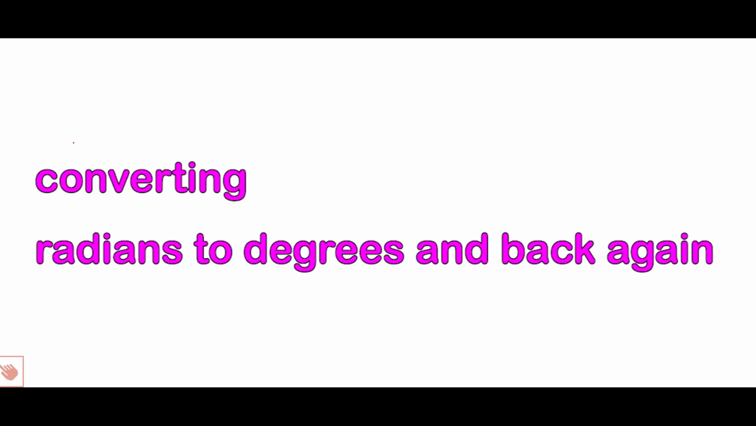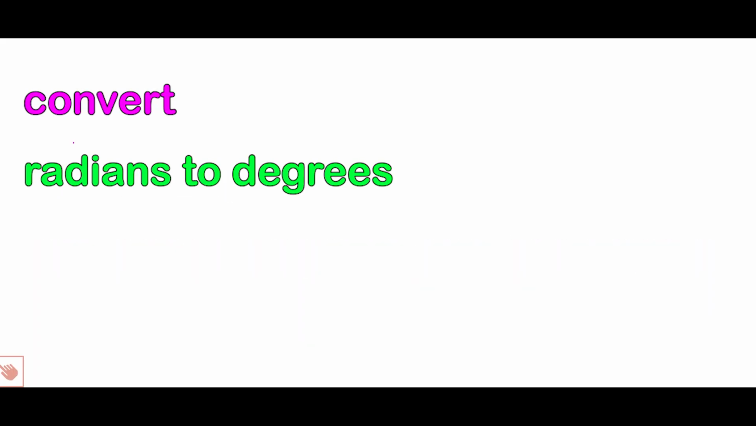In this video, we're gonna talk about converting radians to degrees and back again. How do you convert radians to degrees? As an example, what is minus 3 pi over 4 in degrees? In this conversion, the negative sign doesn't make a difference.